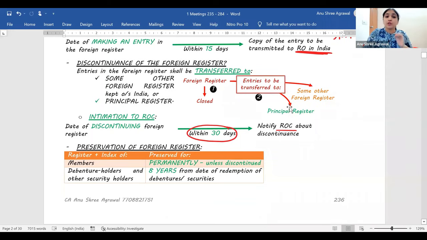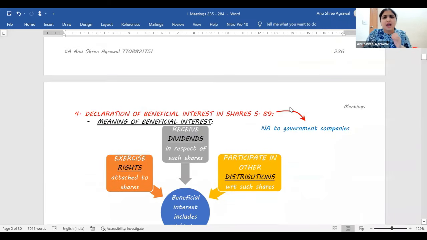How long are we going to preserve the foreign register? You tell me, how long do you preserve register of members? Permanently. So foreign register of members also, how long will we preserve? Permanently. How long do you preserve register of debenture holders? 8 years. 8 years from when? From the date of redemption.